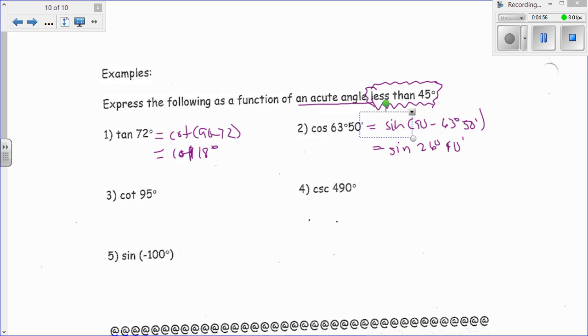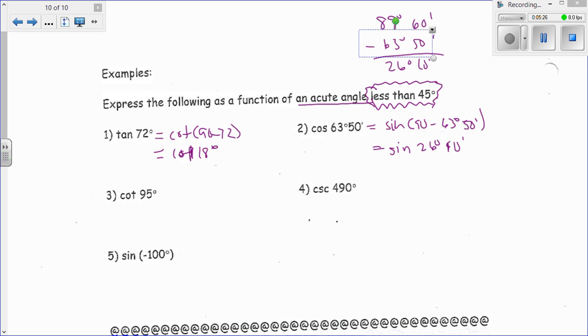Now if you don't remember how to do that, because they have to add up to 90, and I need to borrow 1 whole minute, I'd have 1 whole degree, so it'd be 89 degrees, 60 minutes minus 63 degrees, 50 minutes. So you subtract, you have 10 minutes, and you get 26 degrees. So that's where I came up with that number from.